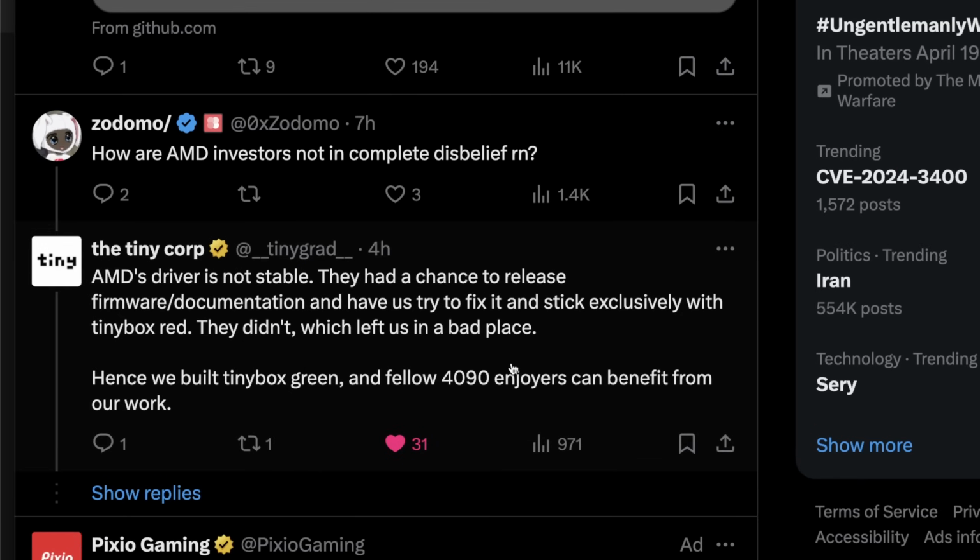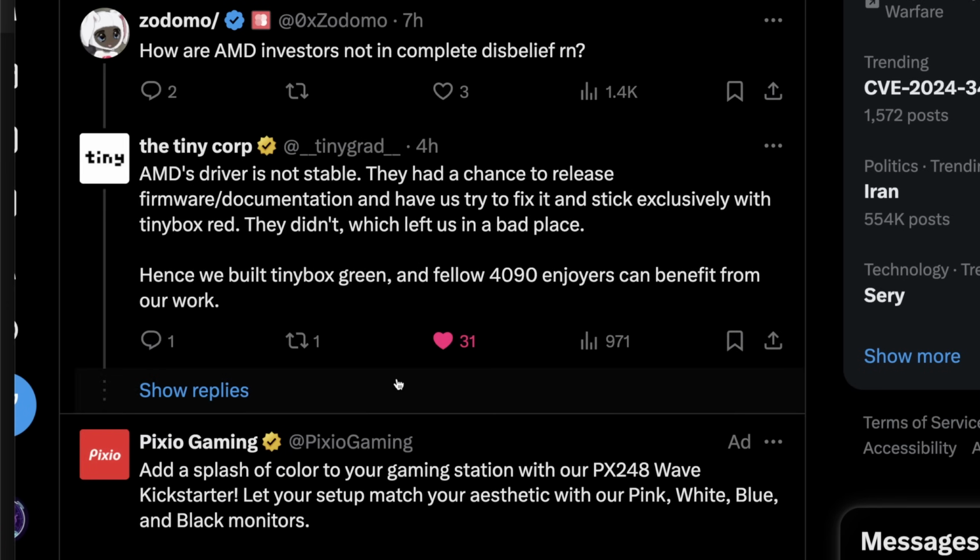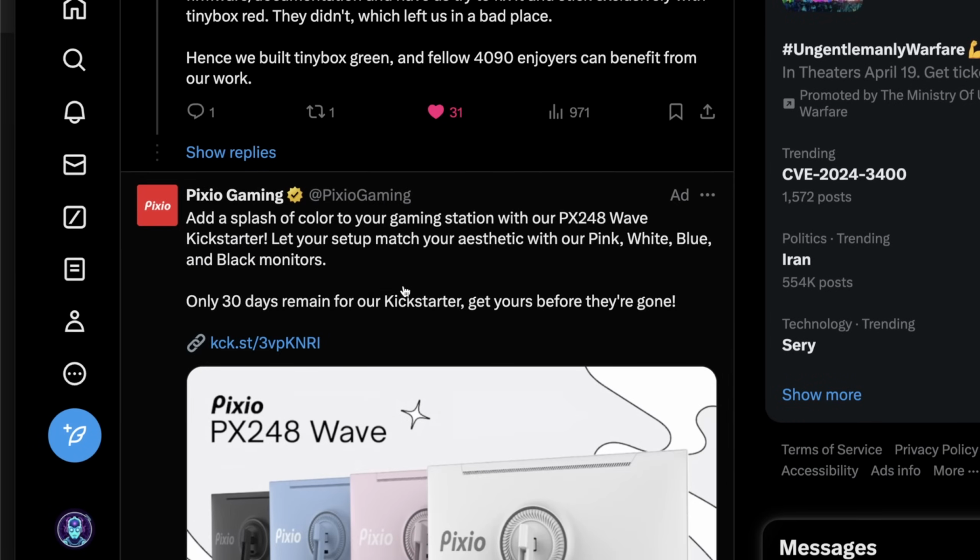And again here, the irony is people are saying AMD must be in complete disbelief because, even with a massive head start, they've entirely lost to NVIDIA, even when using a broken driver bug to enable more features. And the funny thing is that I assume this is George responding, but he says AMD's driver is not stable. They had a chance to release firmware or documentation, and they had us try to fix it and stick exclusively with Tinybox Red. They didn't, which left us in a bad place, and as a result, they built an NVIDIA version that is probably about the same price and significantly more performant.